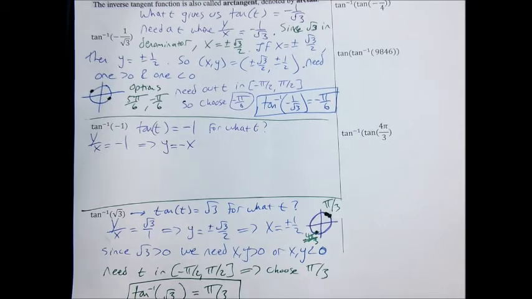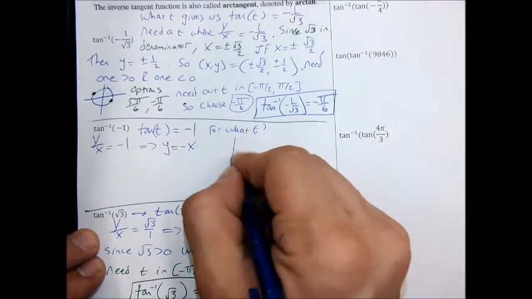All right, so now that you have that information, you should be able to think about this one. Think about where that happens. Where are the numbers the same? The x and the y values are the same, but one's positive and one's negative. Think about where that is on the unit circle.